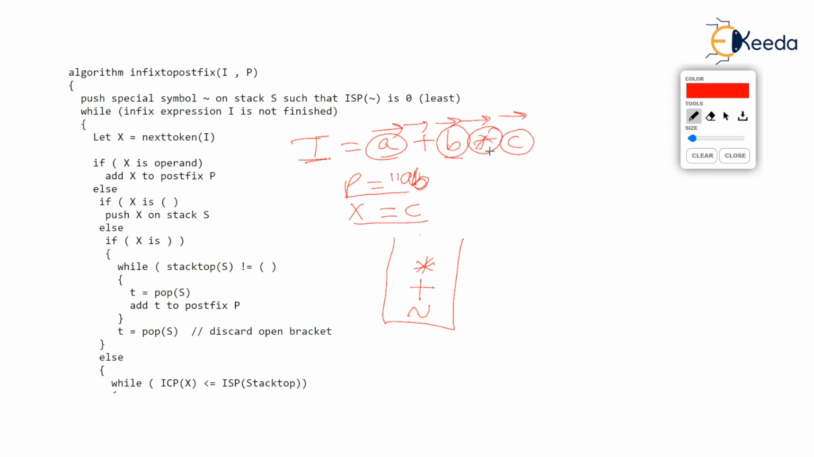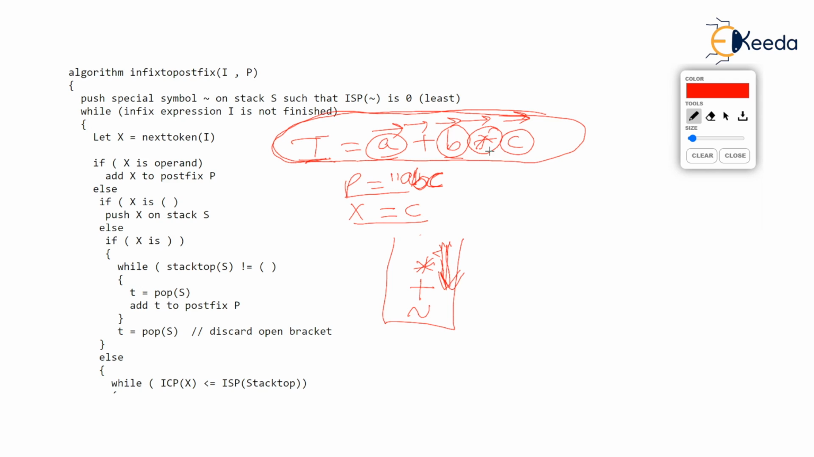And now you watch, after C, this infix expression is finished. So as this infix expression is finished, we won't say that our algorithm is finished, because when the infix expression is finished, there might be a few things pending in the stack. Some operators are still pending in the stack, and whatever is pending is simply popped.